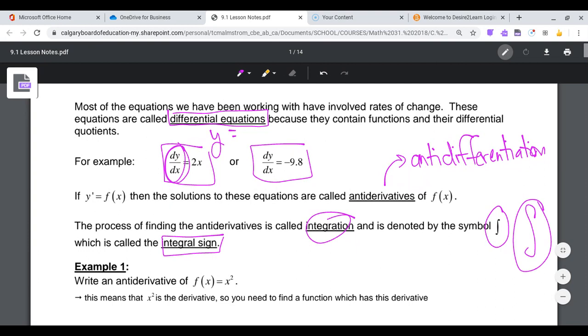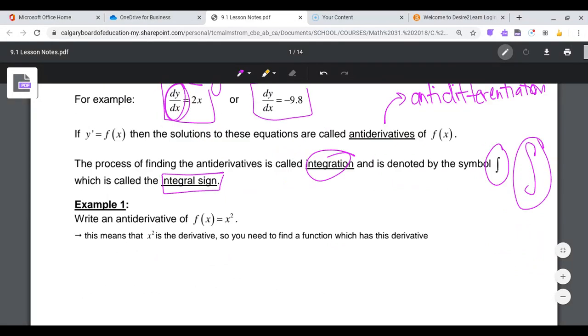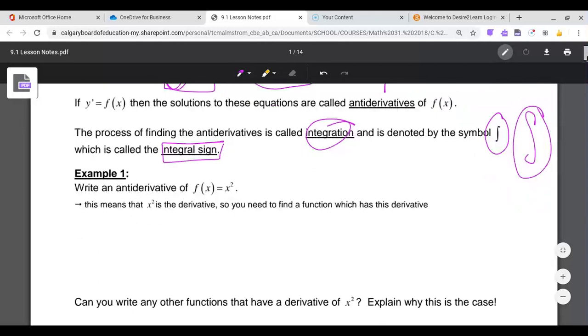Okay, so let's think about this one. Write an antiderivative of f of x is equal to x squared. So this is talking about f of x equals x squared being the derivative. This is called a differential equation, and we're working to find its solution, which would be the antiderivative. Okay? So I want you to hit pause and think about what would have been the original function. Think backwards for a minute.